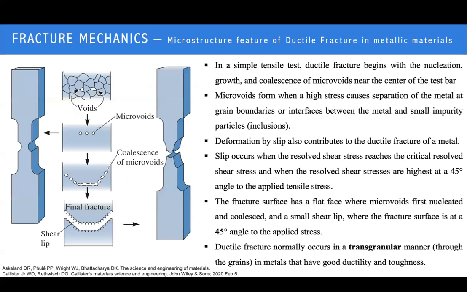So next, let's go to fracture mechanics. This is the last point. Fracture mechanics is very important to understand how the fracture could occur when we apply force on the material until it is broken. The first one is fracture mechanics in ductile material. In a simple tensile test, ductile fracture starts with the nucleation, growth and coalescence of microvoids.